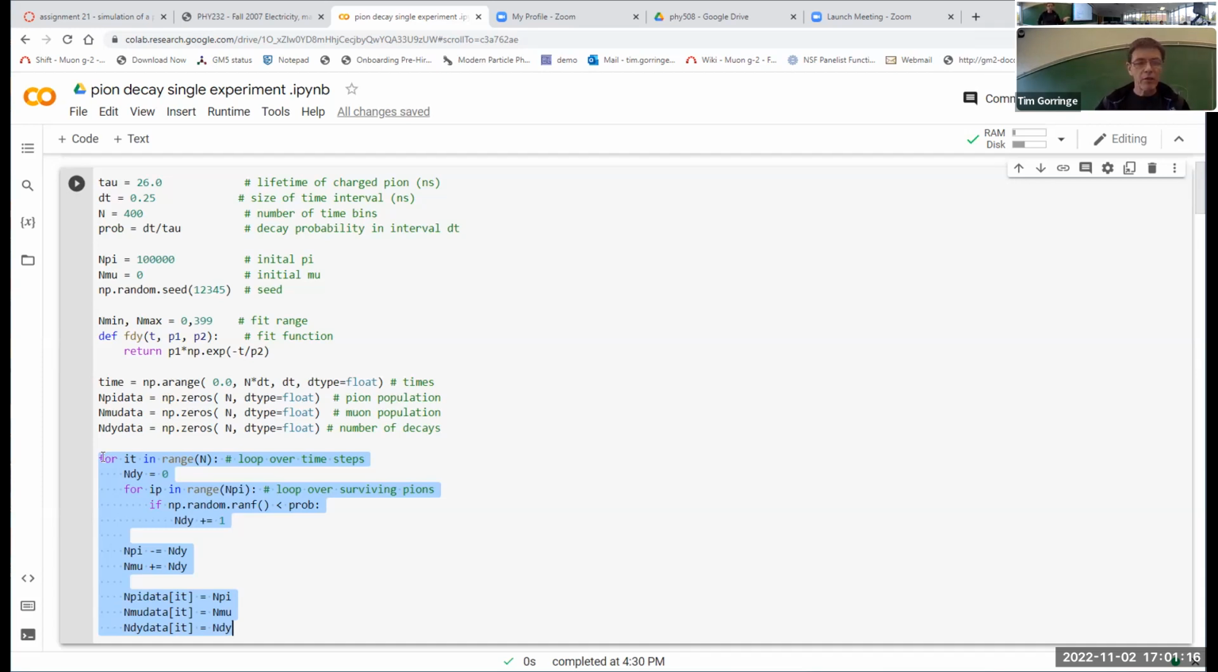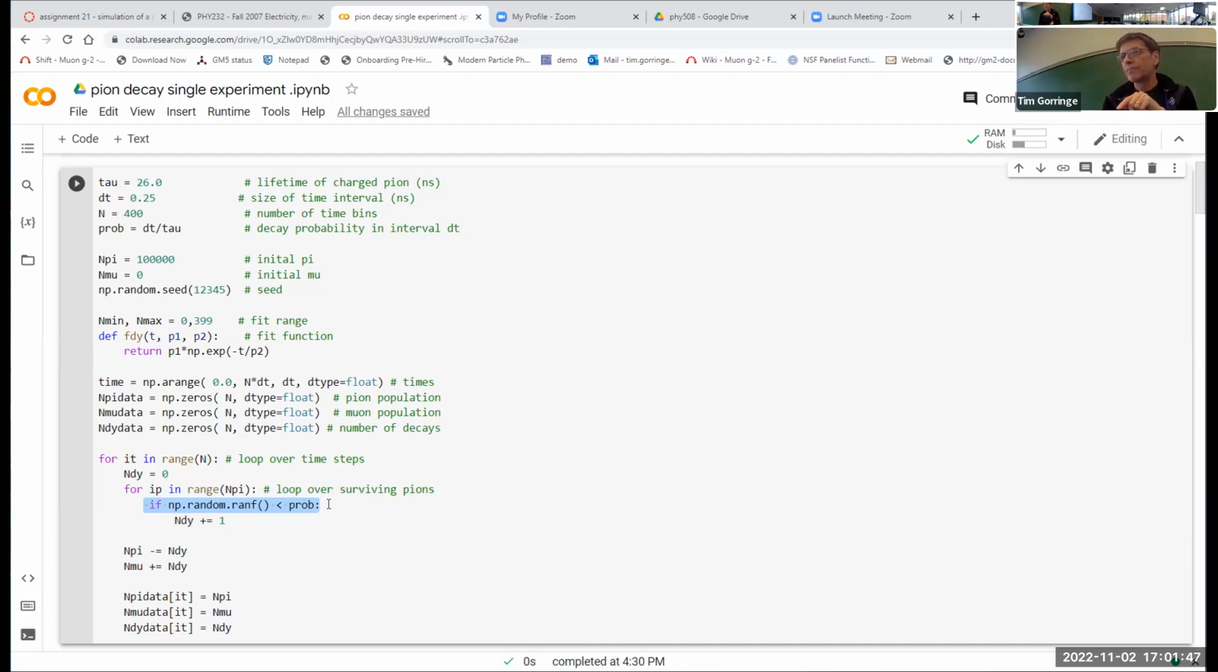And then the second loop is walking through all the pions that are in my sample, or the pions that are remaining in my sample, and just asking of each pion, does it decay in that little time interval, or does it not decay? So if you look in here, this is where I call the NumPy random number generator for a random number between 0 and 1.